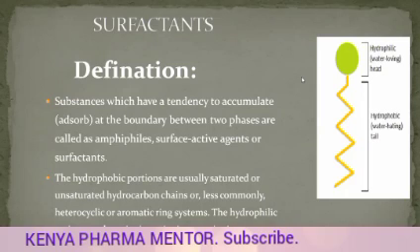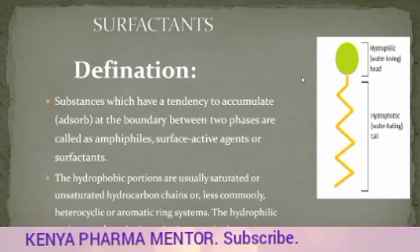So the definition is simply: those substances which have a tendency to accumulate and adsorb at the boundary between two phases are called surfactants. They are also called surface active agents or amphiphiles.